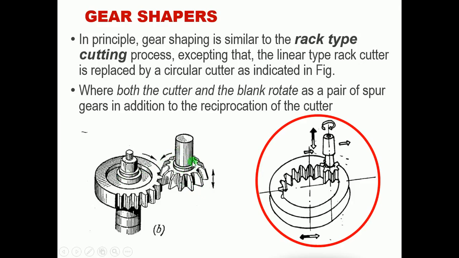Actually, both operations are the same, the Sunderland process and the gear shaper process, but here we use only circular cutters. The circular cutter reciprocates against the gear blanks. At that time, the circular cutters also rotate. Linear rack cutters are replaced by circular cutters, where both the cutter and the blank rotate like a pair of spur gears, in addition to the reciprocation of the cutter. We'll take a short video for the rack type.